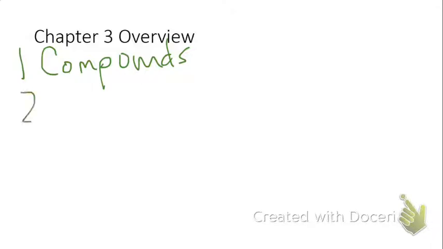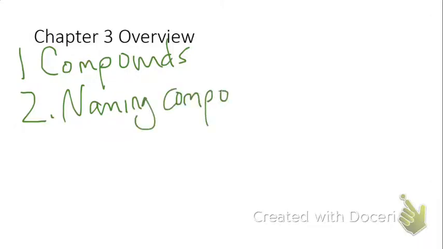So, what are we going to learn in Chapter 3? Well, we're going to learn compounds. What they are, how they form, how to name them. The second thing we're going to learn is naming compounds. We're going to learn to name the three different types of compounds: ionic compounds, molecular compounds, as well as acids.